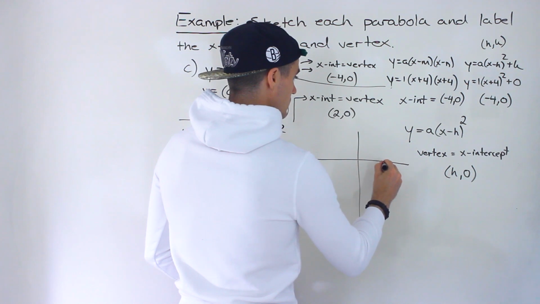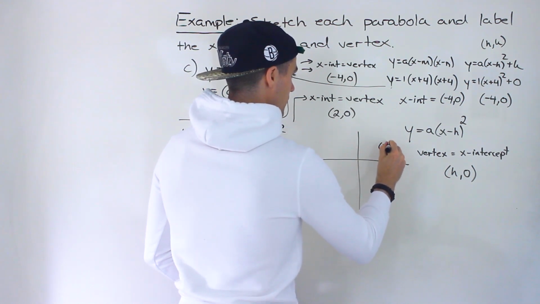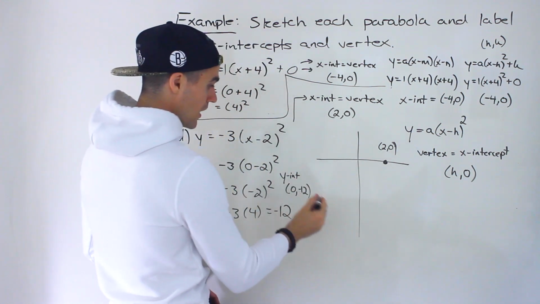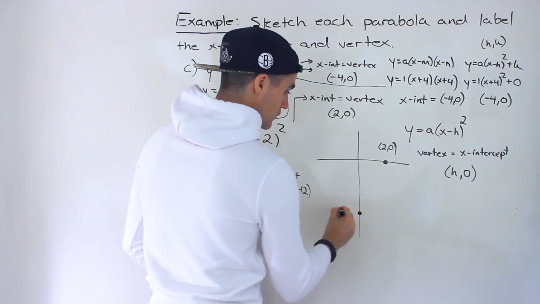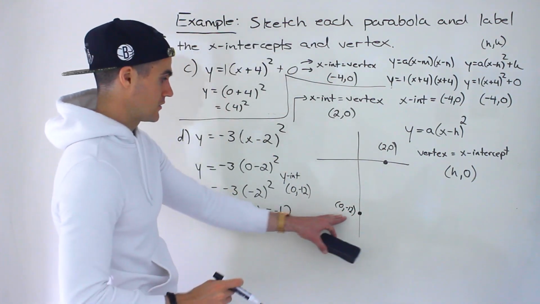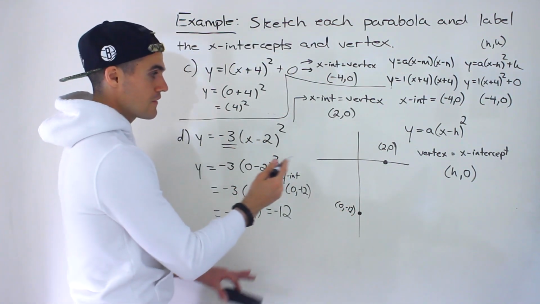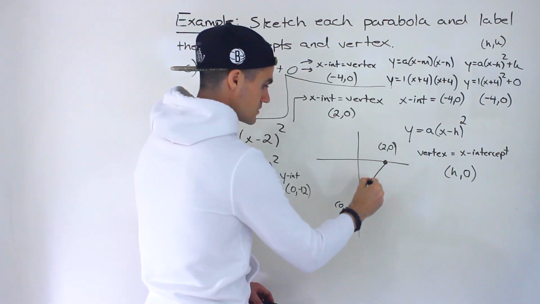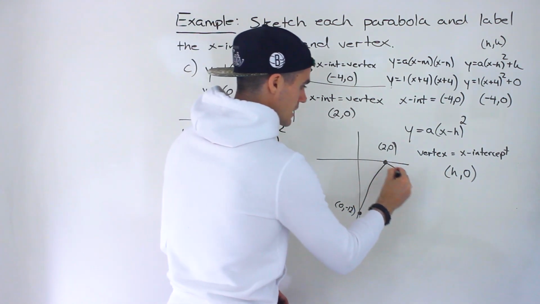So 2 and 0 over here, that's the x-intercept and the vertex. And then we have a y-intercept at 0, -12, which would be like down here. And it makes sense that it would be down here because we have a -a value, so the parabola is opening downwards in this case.